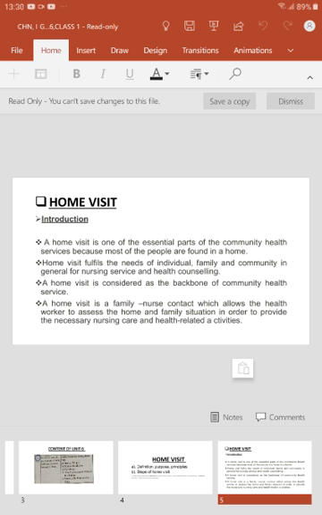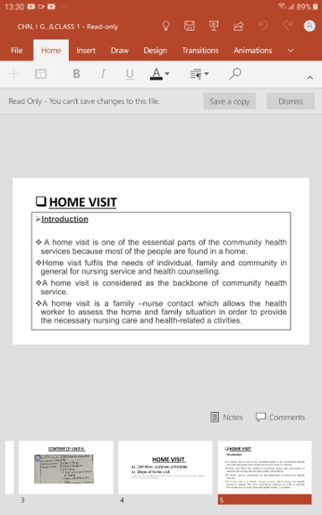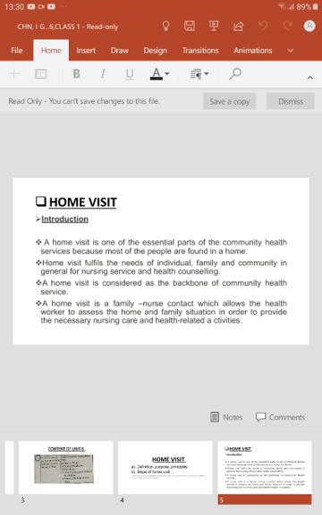Home visit fulfills the needs of the individual, family and community through general nursing services and health counseling. Once we know those people are living in the home, we as nurses can visit the particular home, collect all the histories, give the services, and give health counseling to those who need the services.